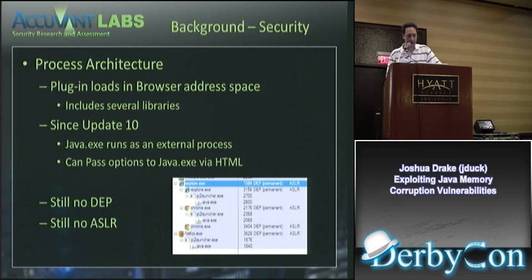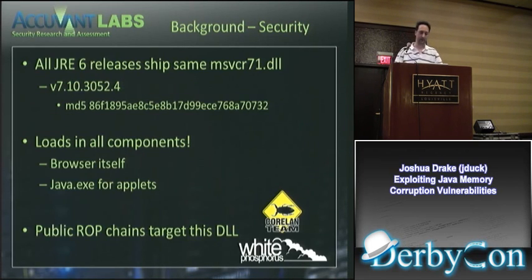They also added some stuff in update 10 which is really interesting for exploitation, and that's the ability for the person making the applet to pass all kinds of wonderful arguments down into Java. For example, the default heap size is like 50 megs or something. You can just go ahead and set that to a gigabyte or whatever you think Java might need. Or you can say, well, I don't really like the latest version of Java, I'd like to use the older version.